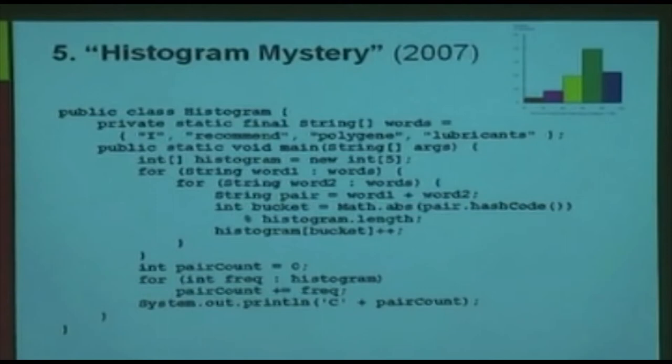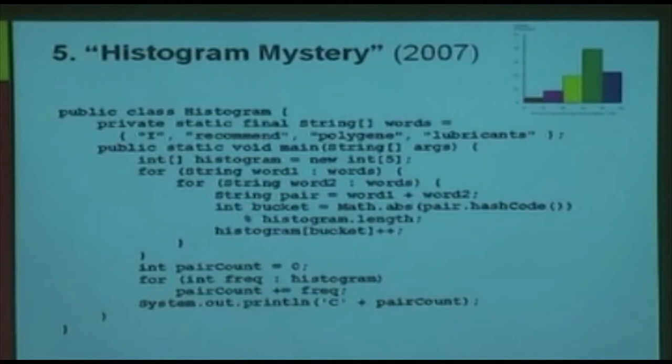So what should the pair count be at that point? Well, we don't know which bucket every pair falls into. You take the hash code, take it mod 5, so we have something like "I recommend." What's its hash code? I don't know, some number. Take it mod 5, some number between 0 and 4. Go into that bucket, add 1. Well, every single one of those 16 things added 1 to one bucket. And then we add up the sum of the contents of all the buckets. What should it be? 16. So this should print out C, 16. Right?